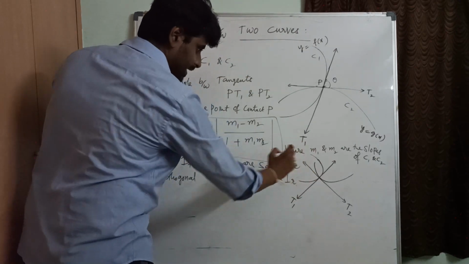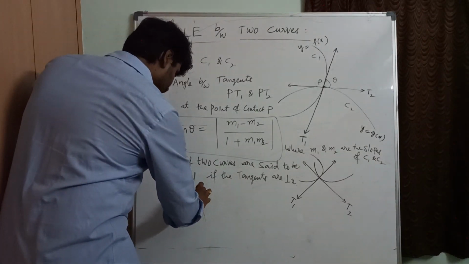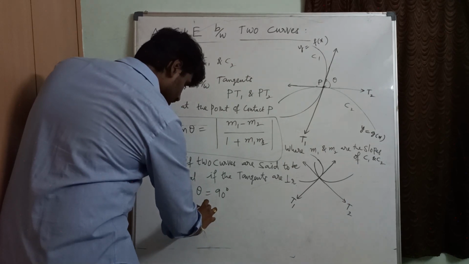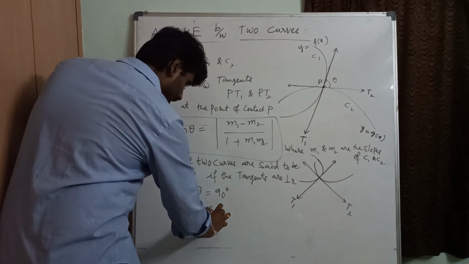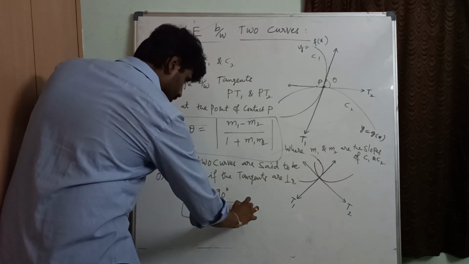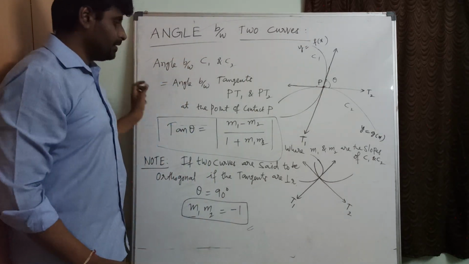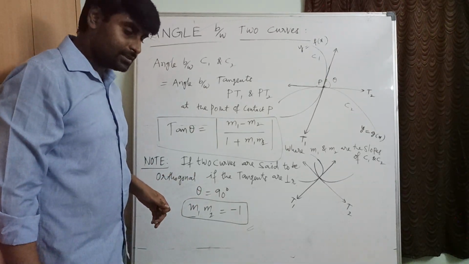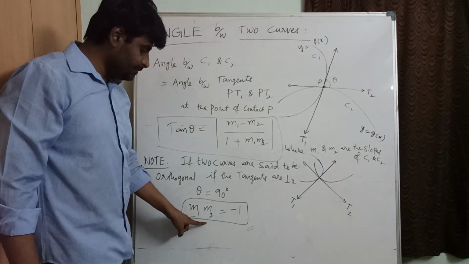See, like this is a diagram. Then theta equals 90 degrees. Or this condition is the main one, M1 M2 equals -1. So what is the condition? Whenever two curves are said to cut orthogonally, then M1 into M2 equals -1.